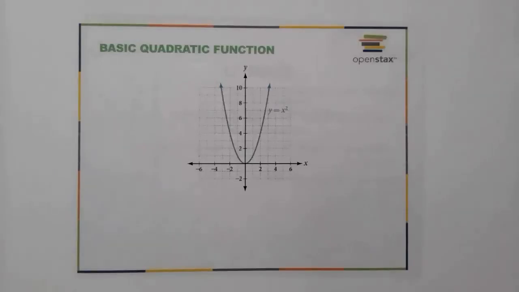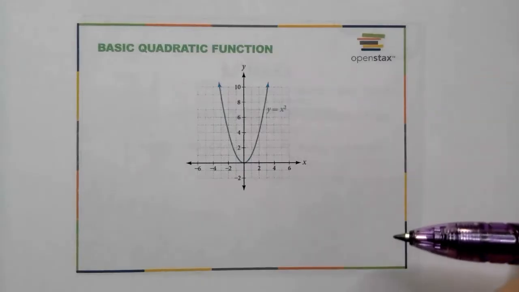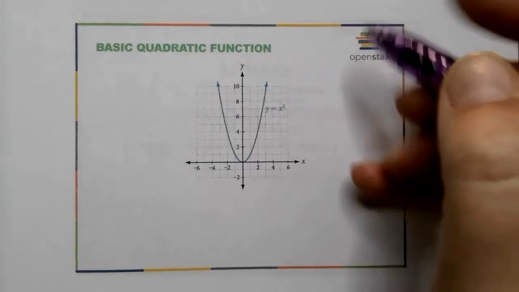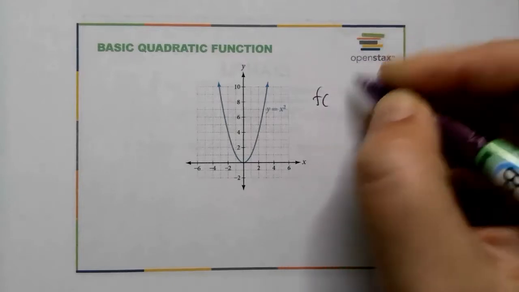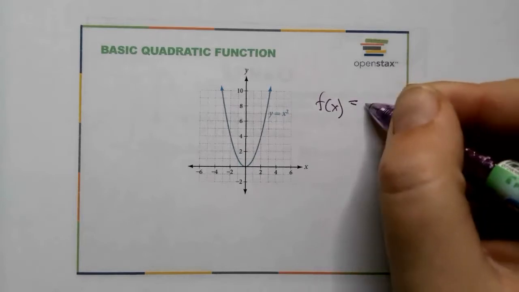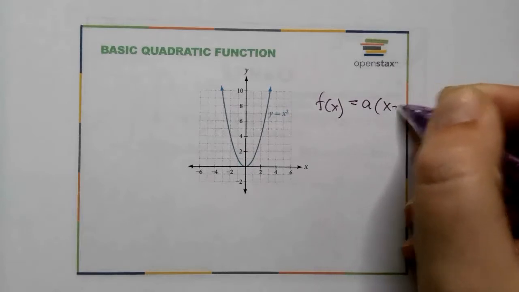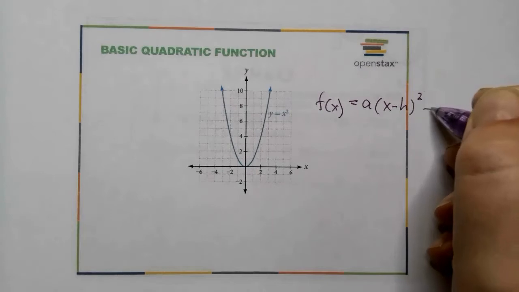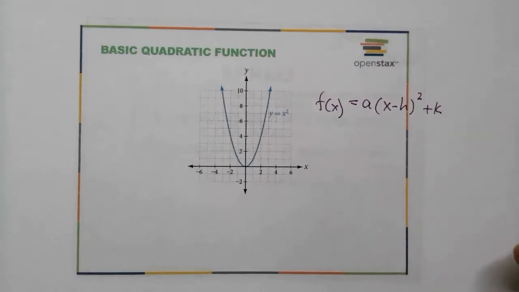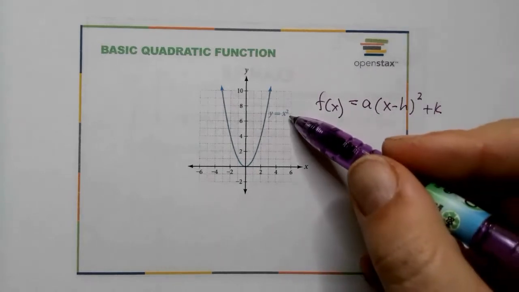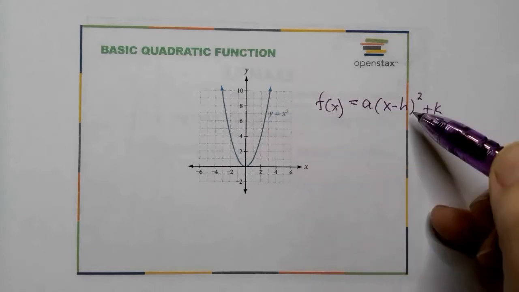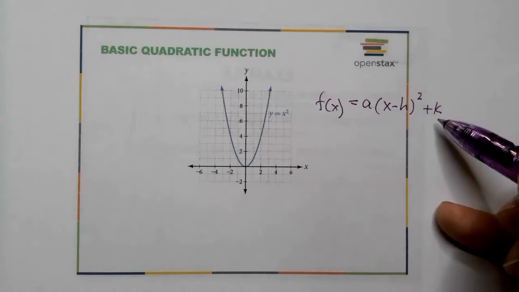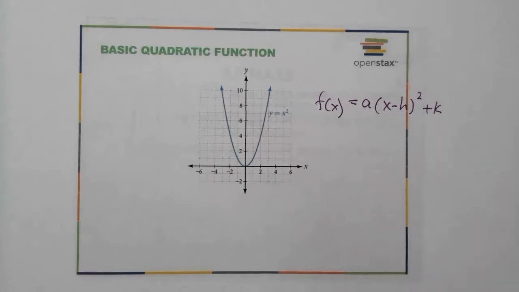In this video, we're gonna continue the topic of parabolas. Y equals x squared is our basic shape, basic parabola, and our standard form of the parabola is a times x minus h squared plus k. So to obtain this shape, a must be equal to 1, h and k must be equal to 0.